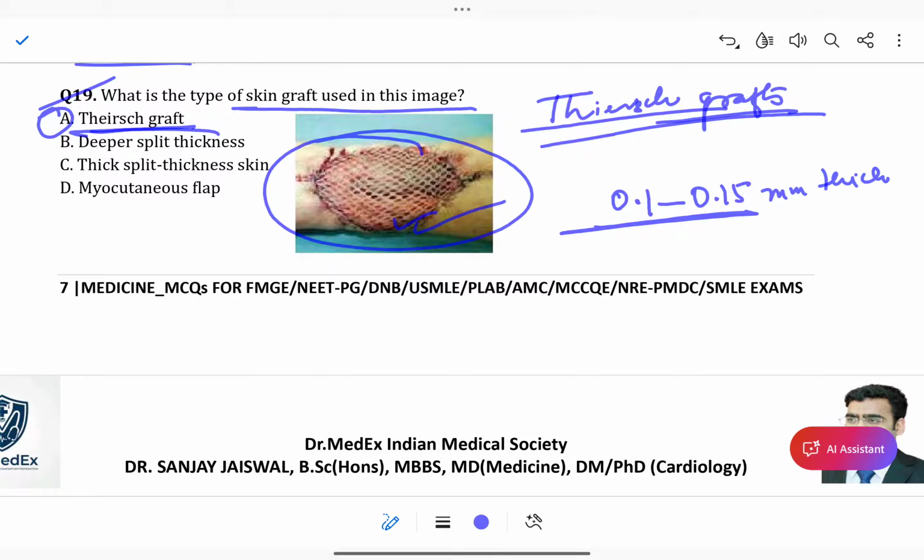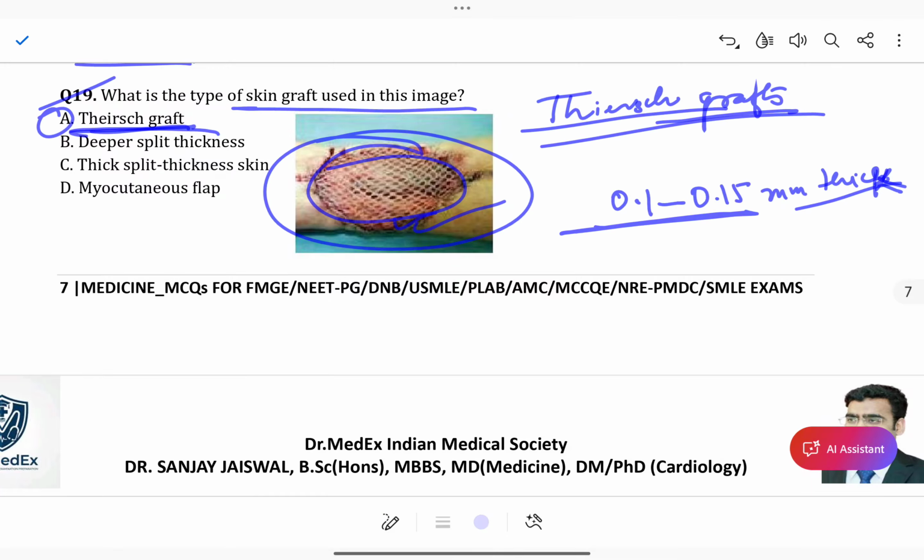Including only the epidermis and minimal dermis, they appear very thin, translucent and shiny, and are often used for large wounds due to easy harvesting with a dermatome or razor. This matches classic depictions of ultra-thin grafts in medical images. So this is a Thiersch graft.